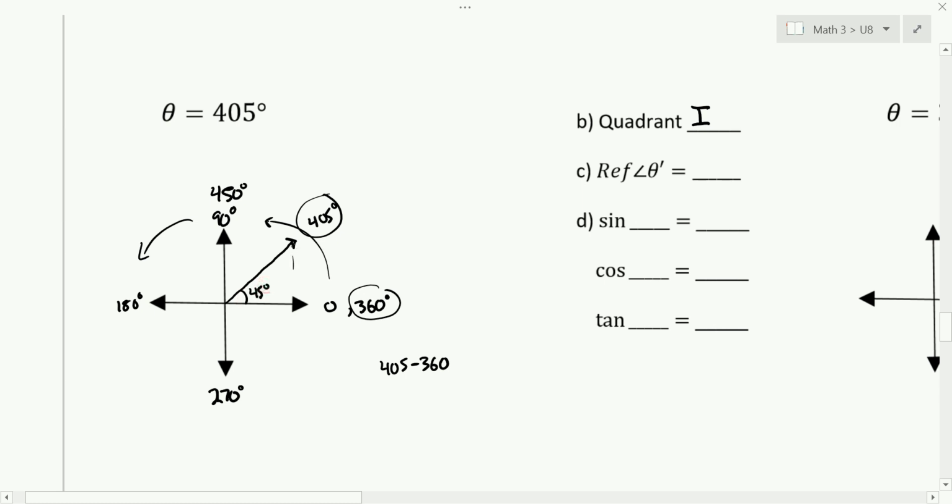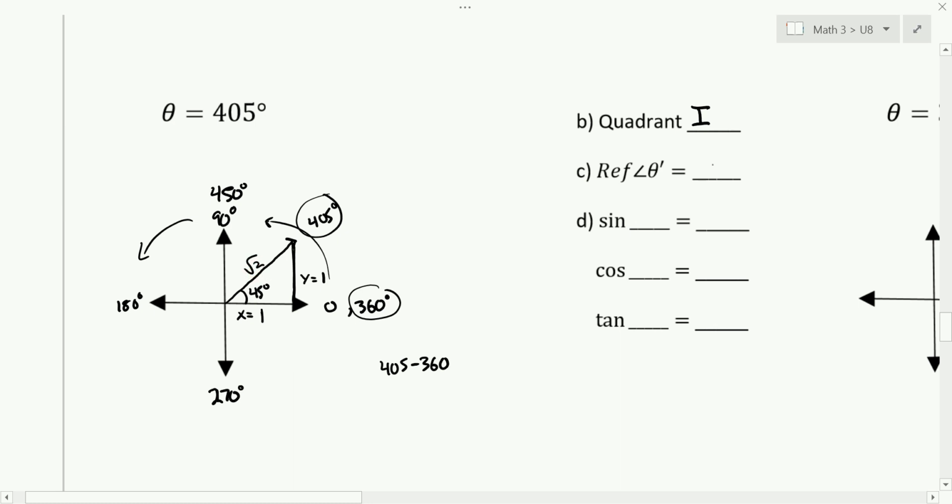Okay. And so then you draw your right triangle, connect the terminal side to the x-axis, got your 45, 45, 90. And so in quadrant 1, your x value is positive, your y value is positive, and hypotenuse is always positive no matter what quadrant you're in. And what is the hypotenuse in this case? Root 2. Okay.